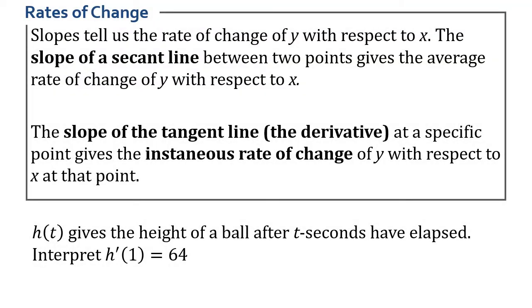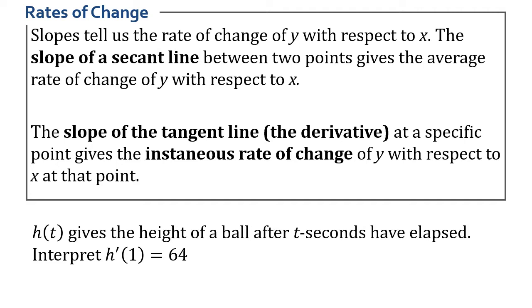Slopes tell us the rate of change of y with respect to x. The slope of a secant line between 2 points gives the average rate of change of y with respect to x. The slope of the tangent line, the derivative, at a specific point gives us the instantaneous rate of change of y with respect to x at that point. So let's use that to understand and interpret this in real-world applications.